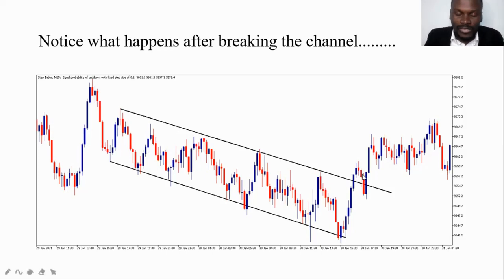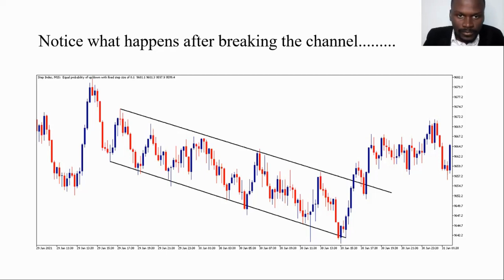Obviously, you have to put other things into consideration. You can't just rely on a break of this channel. You have to put everything together, which we'll learn with time. So as you can see here, what I just want to place emphasis on right now is that you can clearly see how indices move in channels, ascending and descending channels.